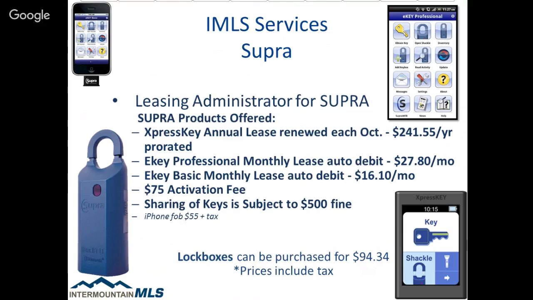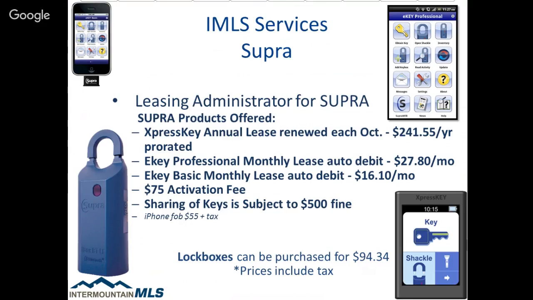We are another service we provide. We're a leasing administrator for Supra. We have the Express Key and the E-Key products available. The Express Key is the picture here on the bottom right. It's the actual physical device. It's an annual lease that's renewed every October. So if you were to get an Express Key today, you didn't pay $241.55. You paid a prorated amount from now until October. Come October, you'd pay that whole amount again.